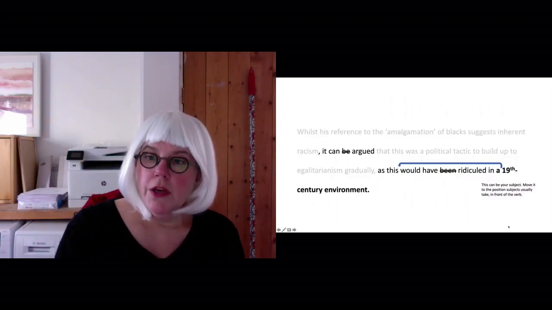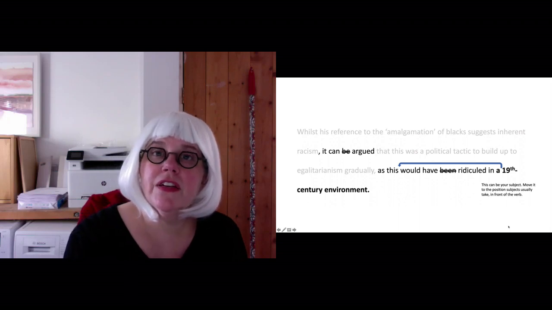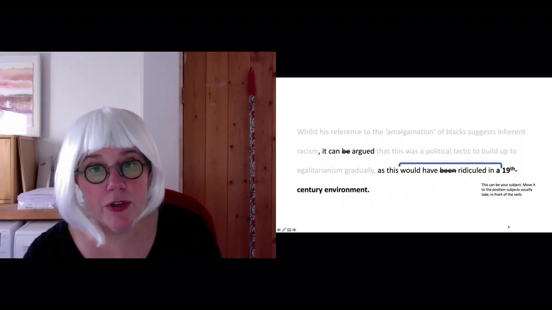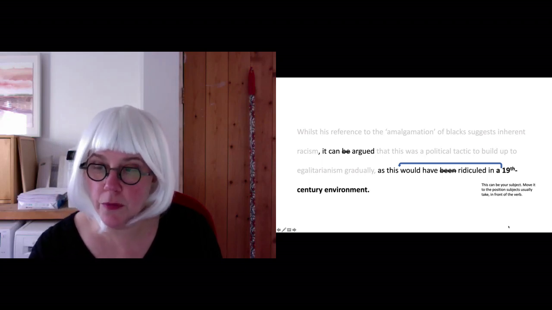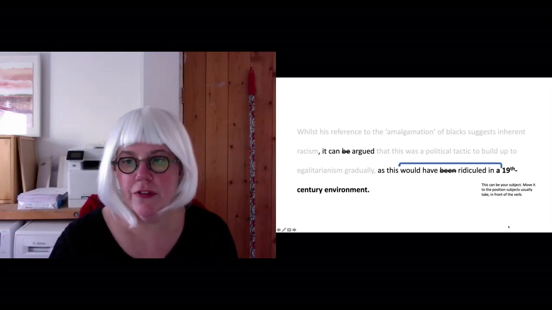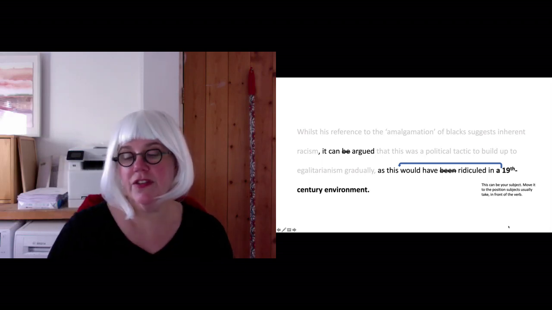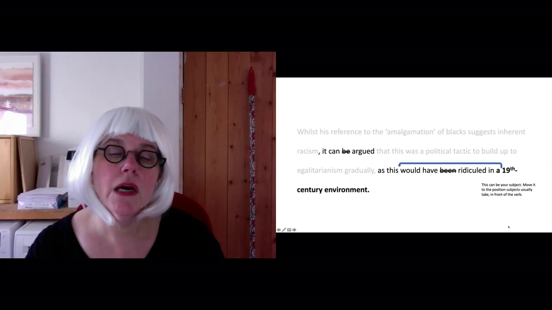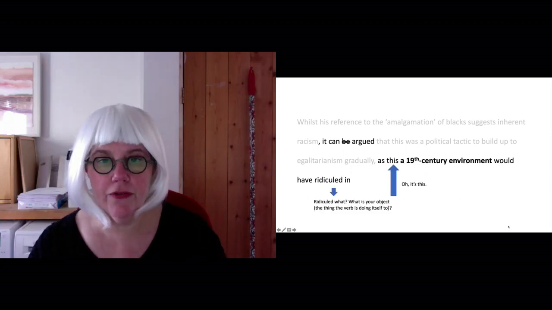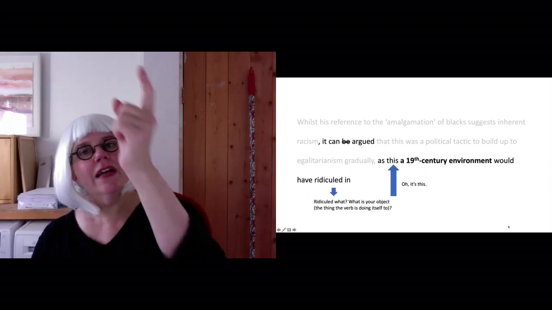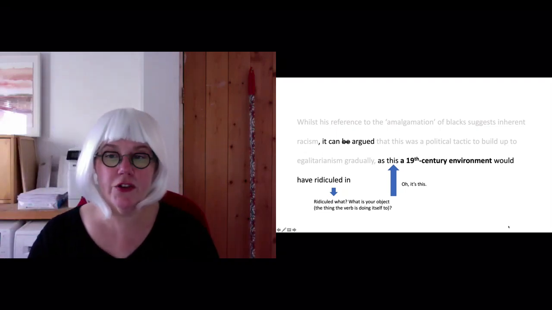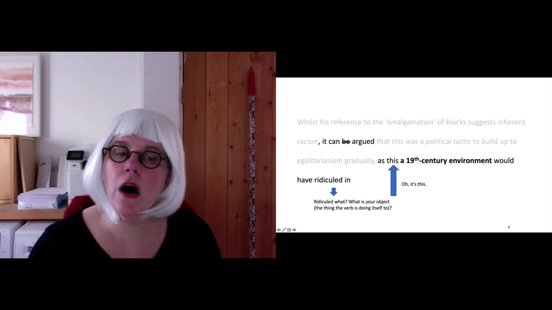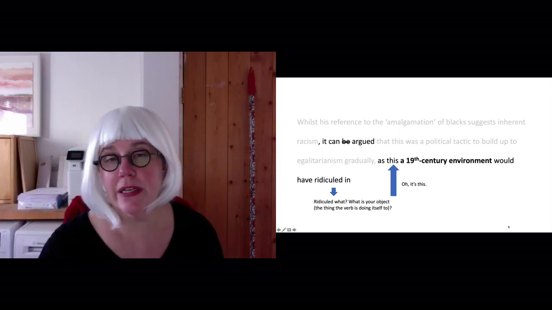Ignoring the first one, you will see that since a 19th century environment could be doing the verb ridicule, it can be your subject. The subject is the thing that does the verb. Pick up "a 19th century environment," move it to the position that subjects usually take, which is in front of the verb. Now, you ask yourself, what is the thing that is being done? What is a 19th century environment ridiculing? It's a little hard to see. What is your object, the thing the verb is doing itself to?